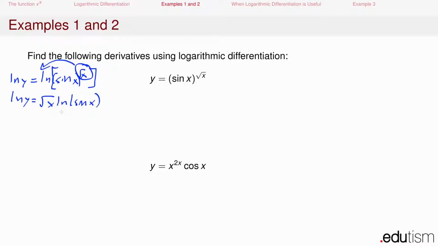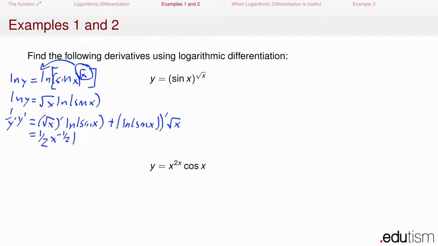Now we're going to need to take the derivative of both sides of the equation. The derivative of ln y is just going to be 1 over y times y prime. That's using the chain rule. To take the derivative of the right-hand side, we're going to need the product rule. So we take the derivative of the square root of x, multiply that by ln of sine x, plus the derivative of ln of sine x times square root of x. Well, square root of x we can think of as x to the 1/2. Its derivative is going to be 1/2 x to the negative 1/2. This is multiplied by ln of sine x.